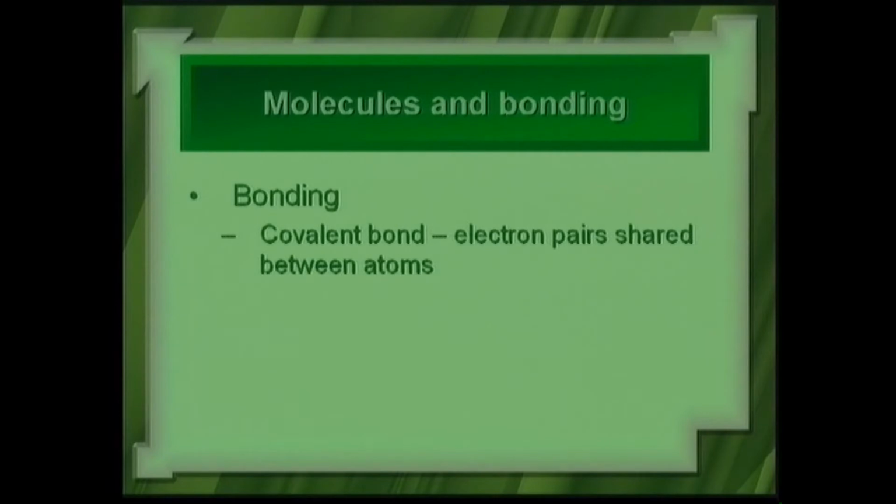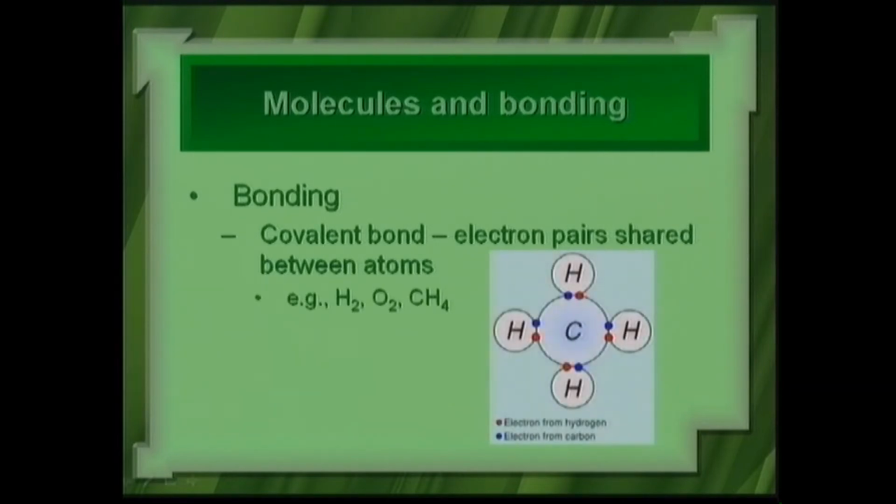I talked about that a little bit earlier when I talked about one hydrogen bonding to another hydrogen, due to the fact that these two have only one electron each. So what they want to do is form a bond and share 2 electrons between them. In covalent bonding, which is the strongest kind of bonding, you have electron pairs shared between atoms.